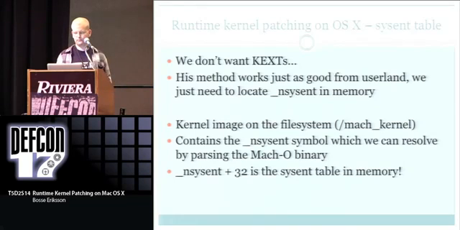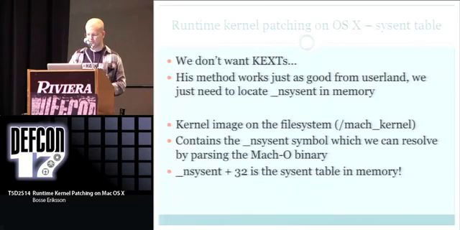So to do this from userland, we just need to locate the number of sys entries in memory. On OS X, the kernel image is on the file system, called mach_kernel in /, and it contains the nsysent symbol, which can be resolved by parsing the Mach-O binary. You take that symbol plus 32, and there you have it, the sysent table. So you don't need a kernel extension to do this.